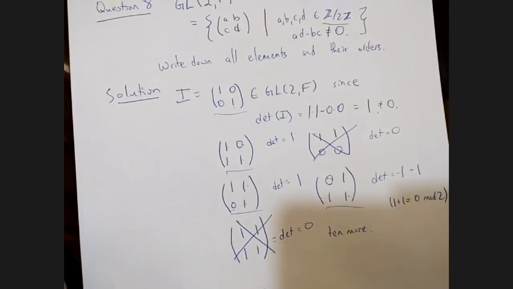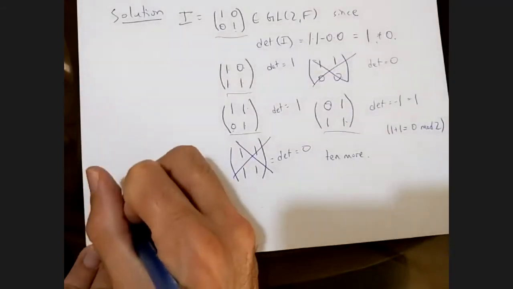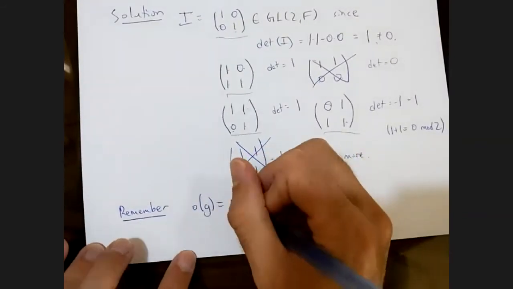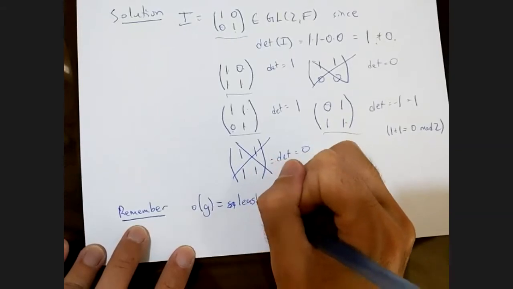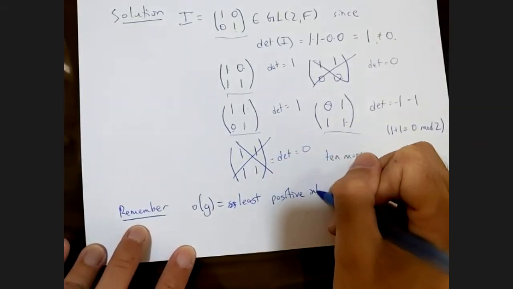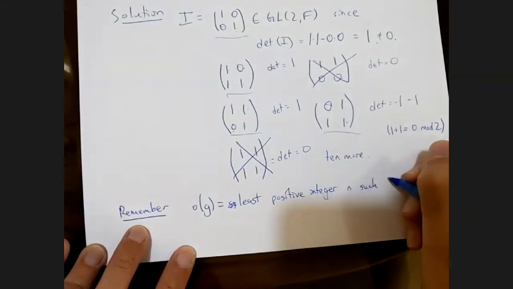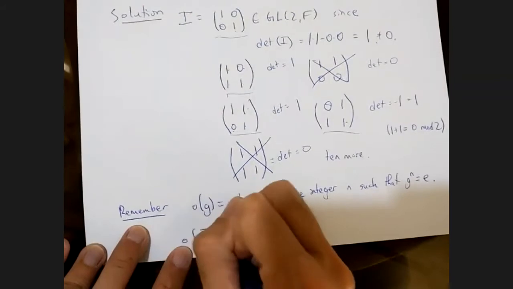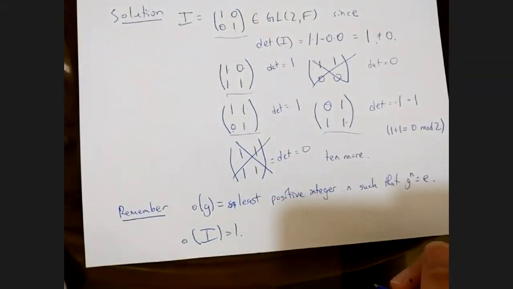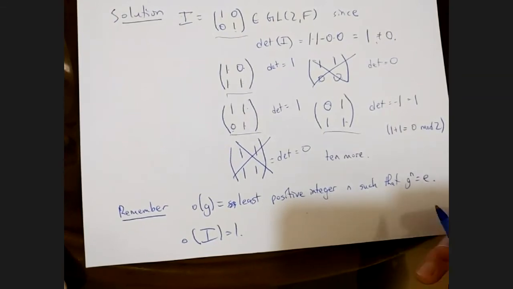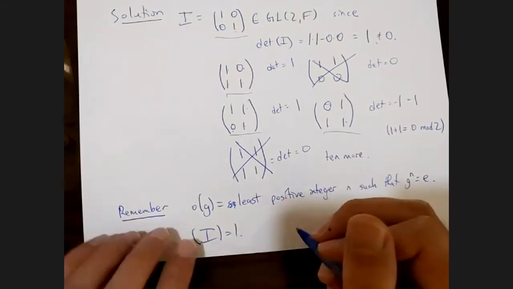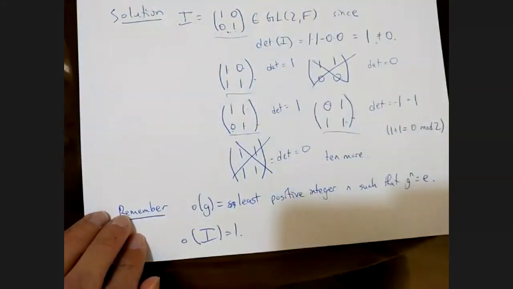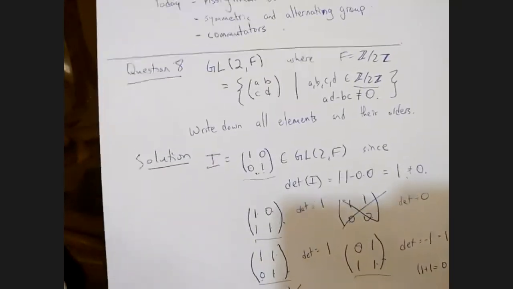So let us just remember what the order is. O of G is just the least positive integer n such that G to the n equals the identity. Okay, so the order of the identity matrix is 1. For all the other matrices, we have to kind of square them, cube them, and so on until we get the identity matrix. Okay, so the order of this one is 1. We have to compute the orders of these 3. So let's move on to the next page for that.